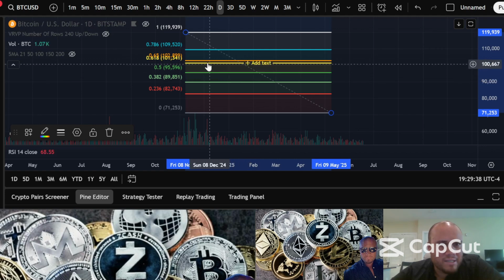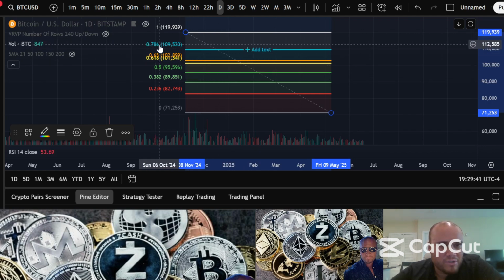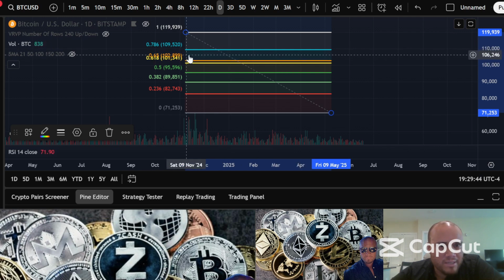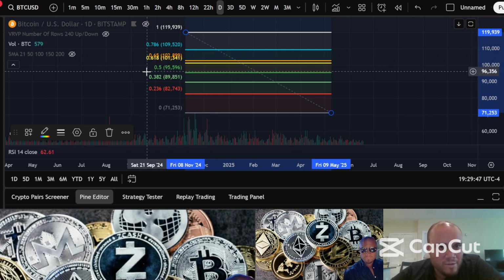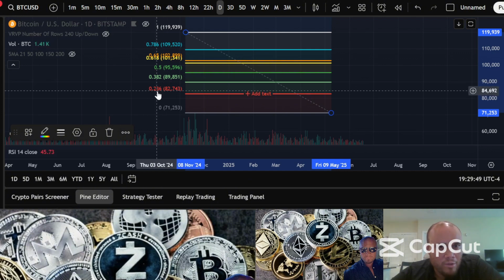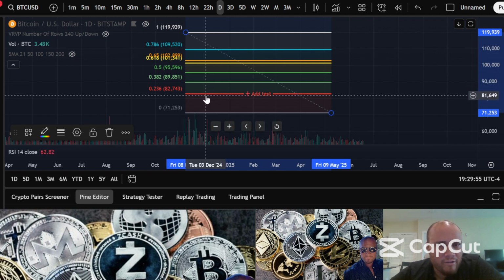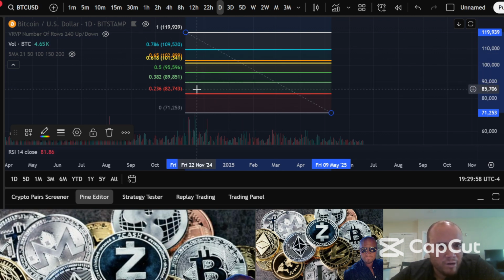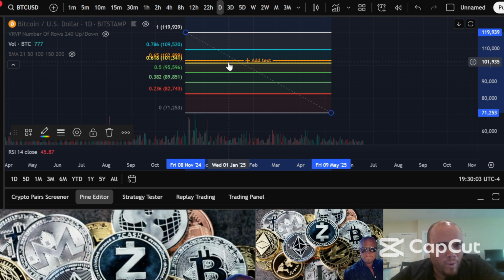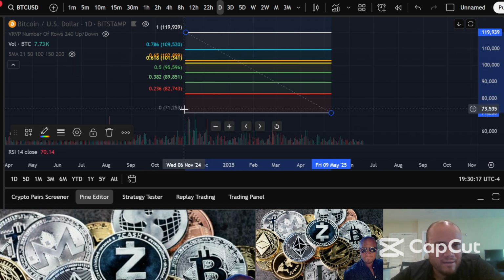Now, on the Fibonacci sequence, we have different levels here. We have the 0.786 level, the 0.65 level, the 0.618 level, the 0.5, the 0.382 level, the 0.236 level. These are all key levels where you might get reversals, or you might see price trend to that level and then pause for a while before it decides which direction it wants to go next.